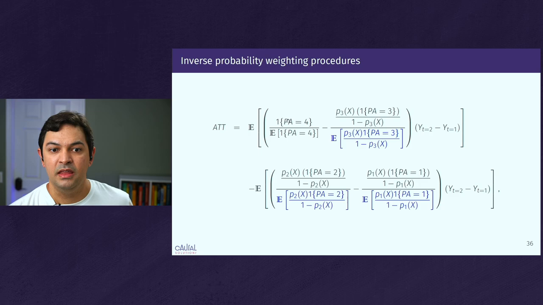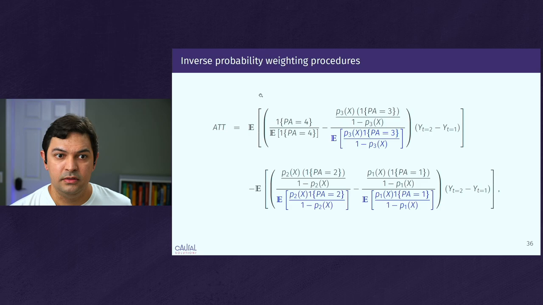Now, this is not valid. This does not have a causal interpretation under our triple differences conditional parallel trends assumption. So we're not gonna be able to do this, right? So you should not trust it. This does not have a causal interpretation for the ATT. So what I'm gonna have to do? I'm gonna have to add more terms, right?